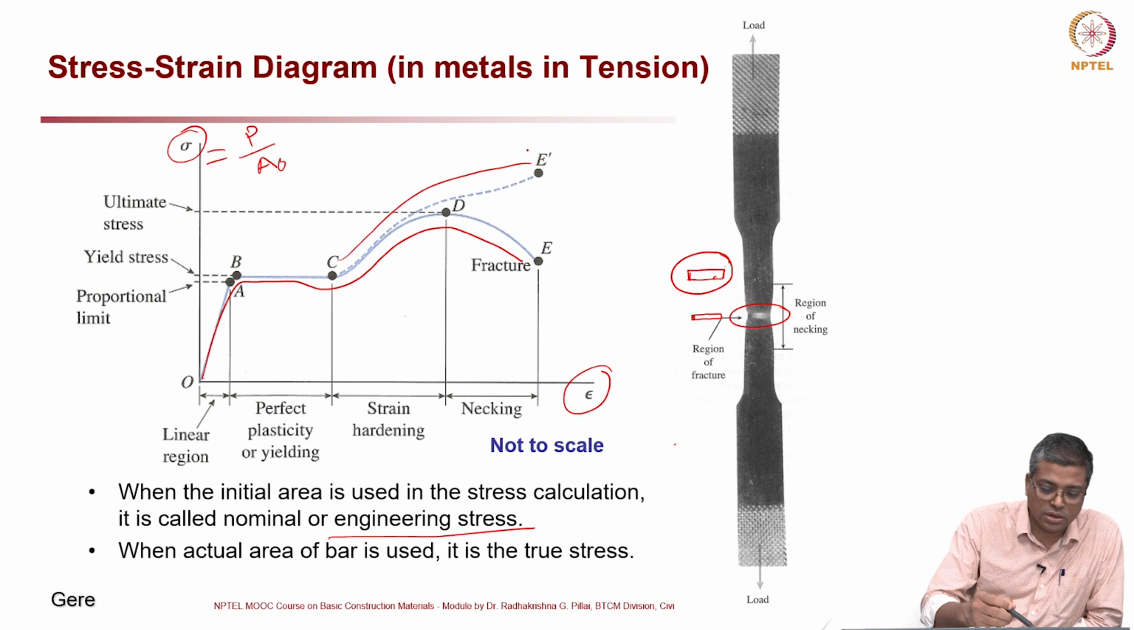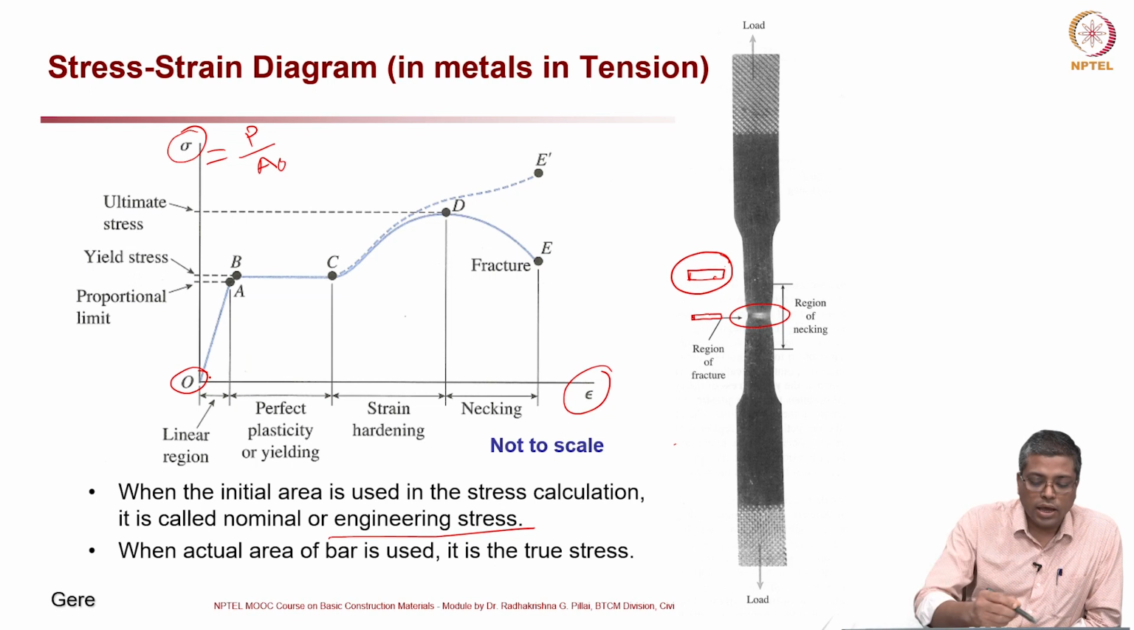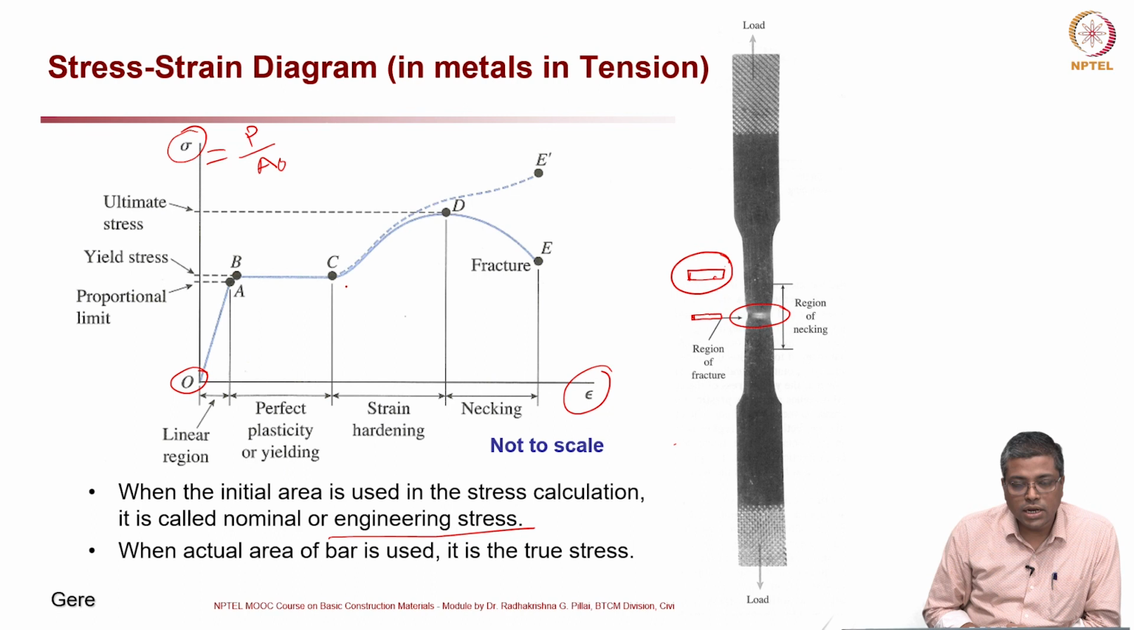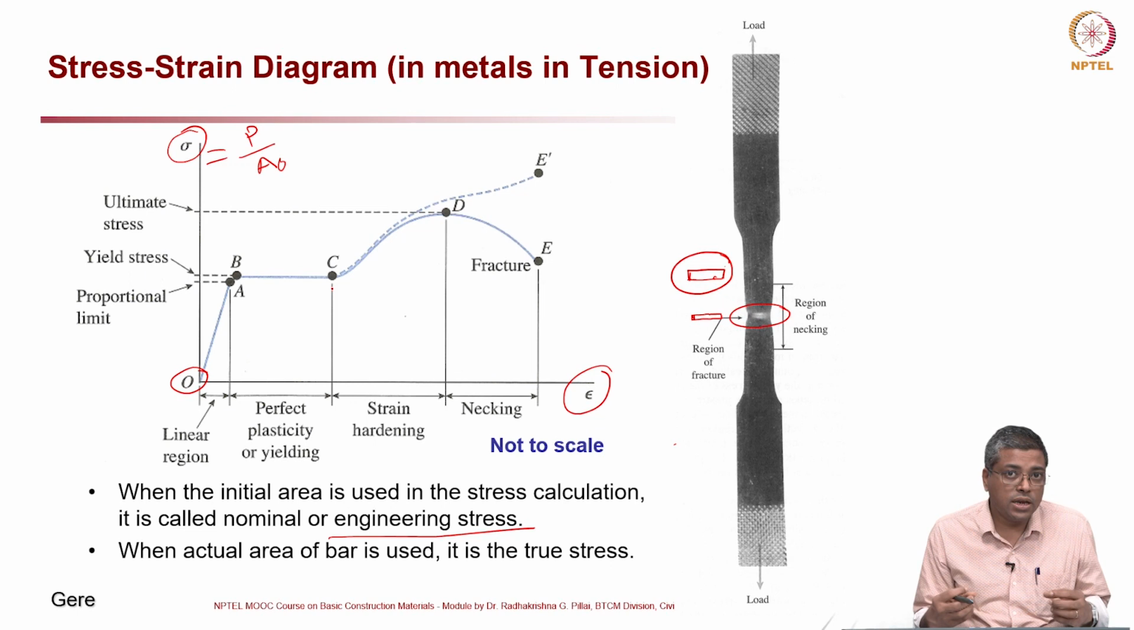Now let's see the different points or portions in this stress strain graph. Here is the origin, the point of application at the beginning, and then you have point A, which is called the proportional limit. Up to point A from O, it's a straight line and follows Hooke's law. Then point B is what we call the yield strength. After B there is a flat region, which is the yield plateau. From B to C, the material is perfectly plastic or yielding, yielding without really experiencing more stress.